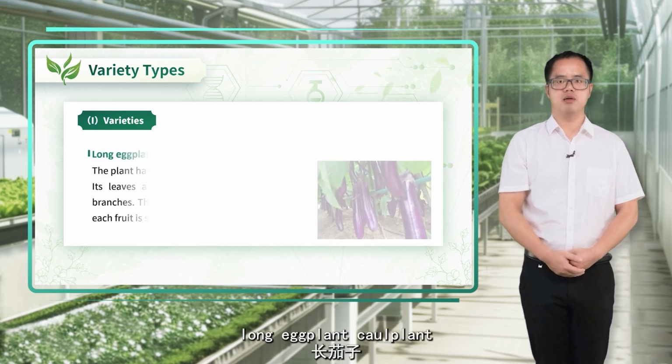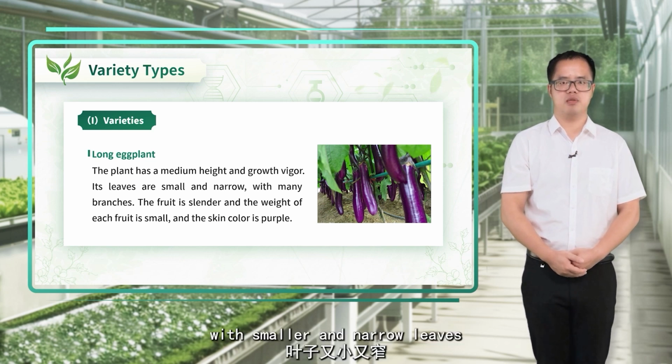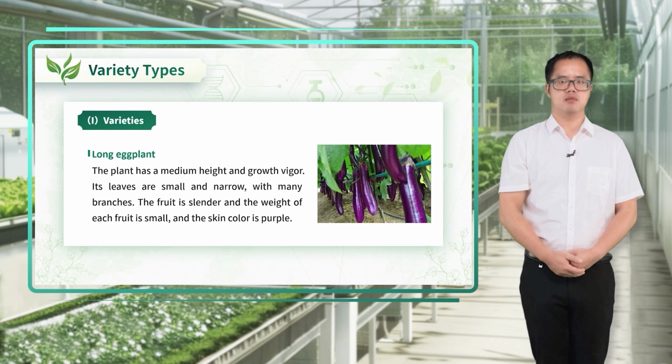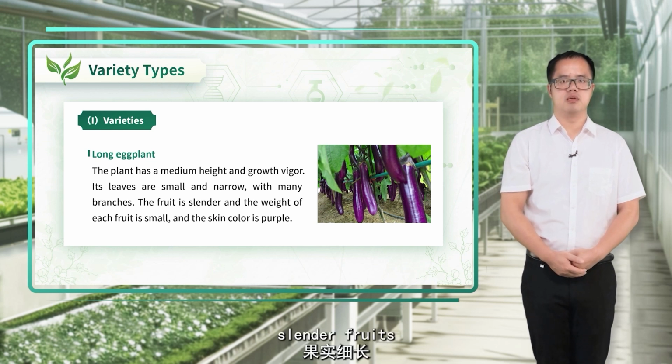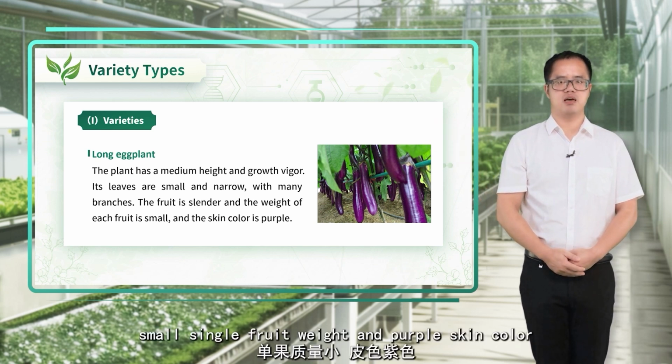Long eggplant. The plant height and growth vigor are moderate, with smaller and narrow leaves, more branches. Slender fruits, thin skin, soft flesh, fewer seeds, small single fruit weight, and purple skin color.